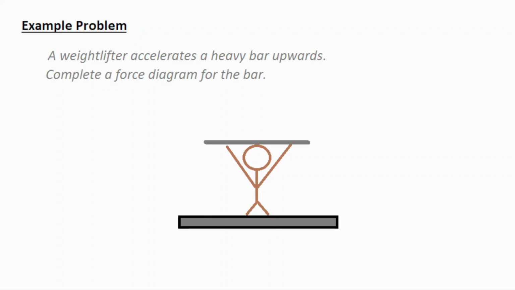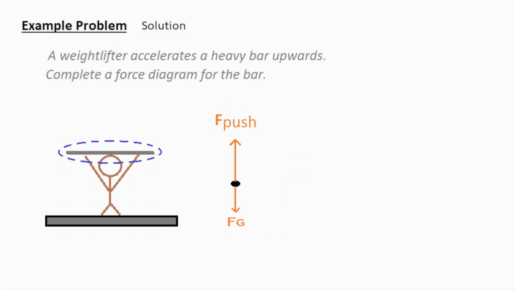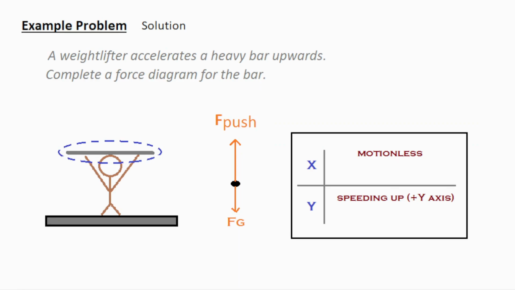We have a weightlifter accelerating a bar upwards. The focus is on the bar, and there are 2 forces acting: an upward pushing force from the person and a downward gravitational force from Earth. Well, this bar is motionless in the horizontal plane, and that would make sense because there are no horizontal forces acting, so there is no equation necessary. But vertically, the object is accelerating upward, meaning that it is speeding up, and the only way that would be true is if the pushing force is larger in magnitude than the gravitational force. So I'm showing that with the vector diagram and stating as much with this unbalanced force equation.